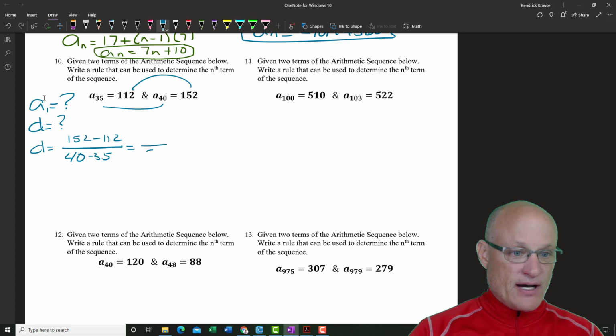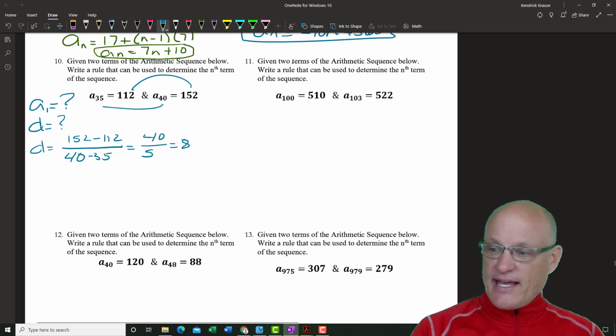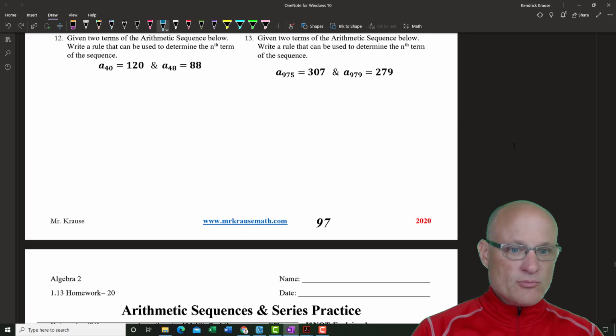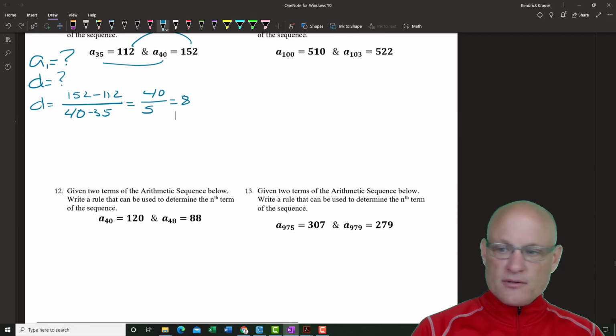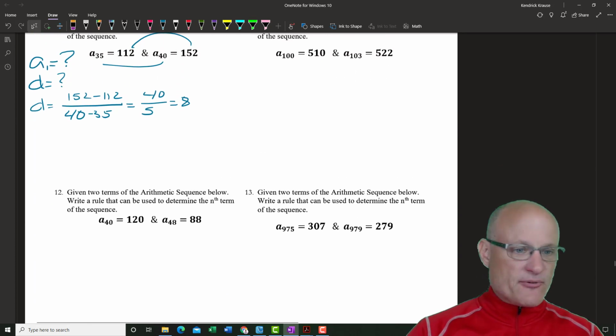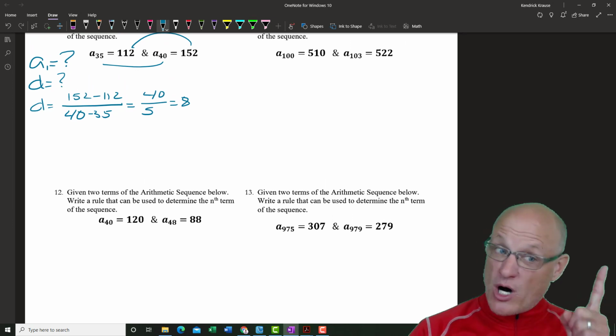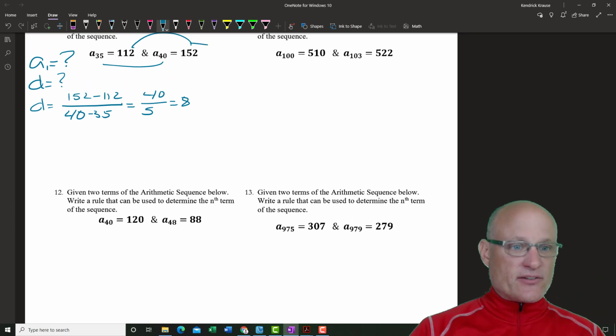That's the easy part. That's 5. Let's see. What's that, 40? 152 minus 112 is 40. So my common difference is, in fact, 8. Just want to bring that up a little bit. My common difference is 8. Okay, now I got to find a sub 1. So let's see. This looks like it's a nicer one to work with.